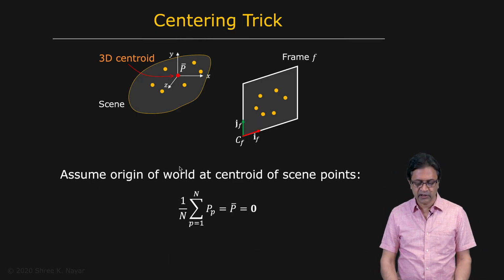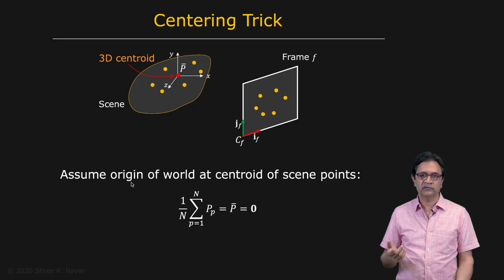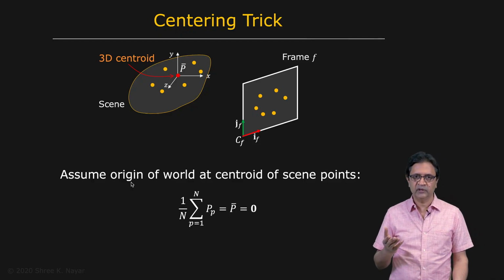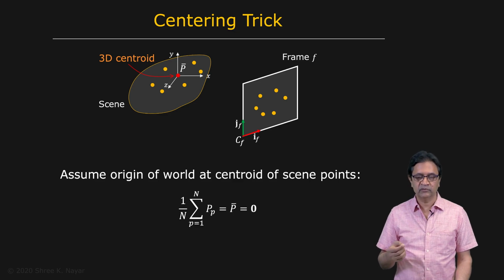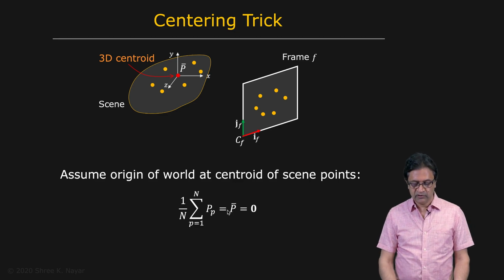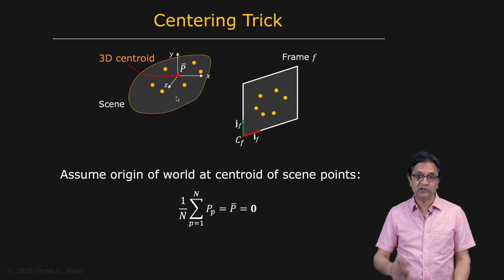Very simple insight here. Let's say you have your set of 3D points right here, and they project orthographically to the image to these points right here. We're going to assume that the origin of the world coordinate frame, which we are free to place anywhere we want, lies at the centroid of the scene points that we are trying to extract. So you take P sub P, and you take the average of all of those, you sum them all up, divide by n, so that's the centroid of your set of scene points that you're trying to recover.